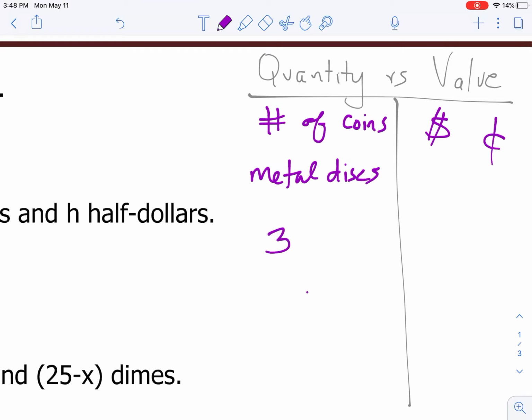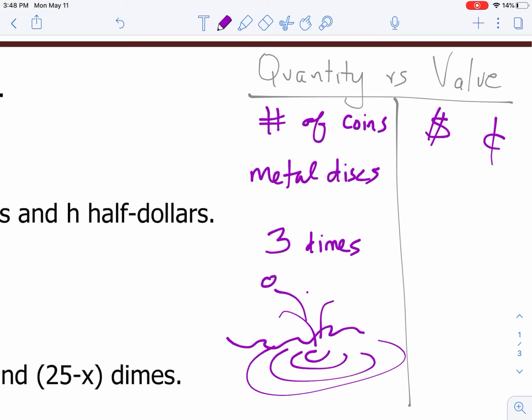You could have 3 dimes, so that's 3 little kerplunks, here's your little disc, it's going to get tossed into the water, right? And then your water creates these concentric circles and it goes kerplunk. So that's 3 dimes. If you needed to buy something for $1.50, that's not enough. Okay, but $1.50 kind of looks like 1.5. I don't care. That's $1.50. That's not 30 cents, so that doesn't work.